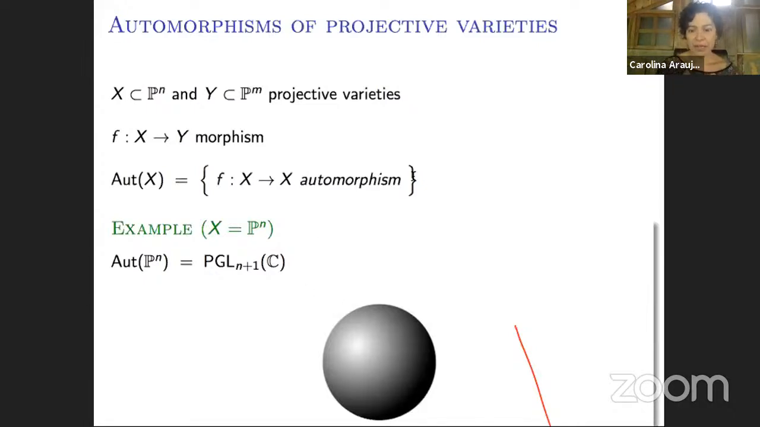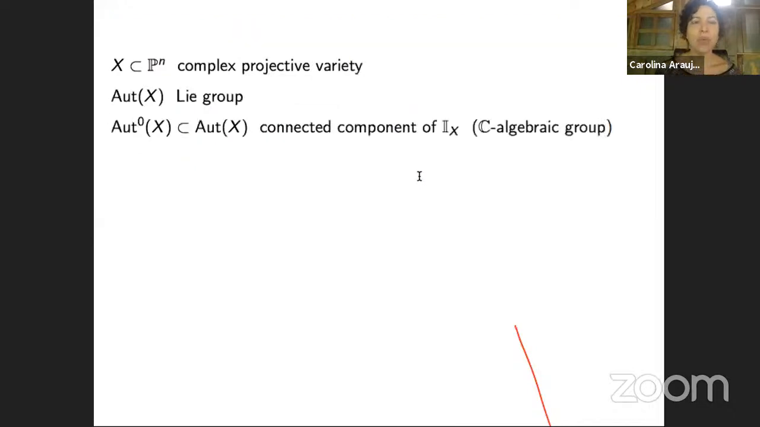Okay, more generally, we have, if you have X, any complex projective variety, you can consider its automorphism group, and it has a structure of a Lie group. So I don't know what happened with my slide. Now there is a red line. I don't know how I did this, but I'm sorry for that.